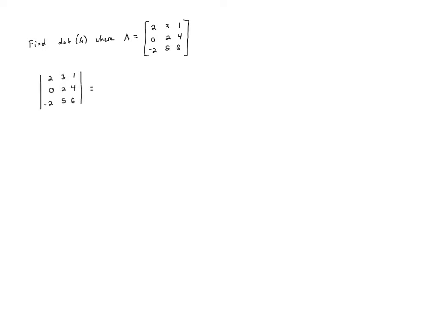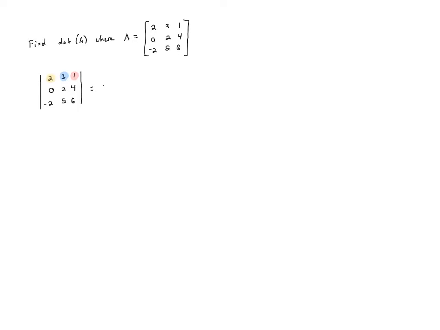And the way that we deal with finding the determinant of a 3 by 3 matrix actually involves looking at determinants of 2 by 2 matrices. So what we're going to do is look at first the elements in the first row. And these elements are 2, 3, and 1. And we're going to look at each of these elements and also the matrix that's formed when we get rid of the row and column that that element is in.